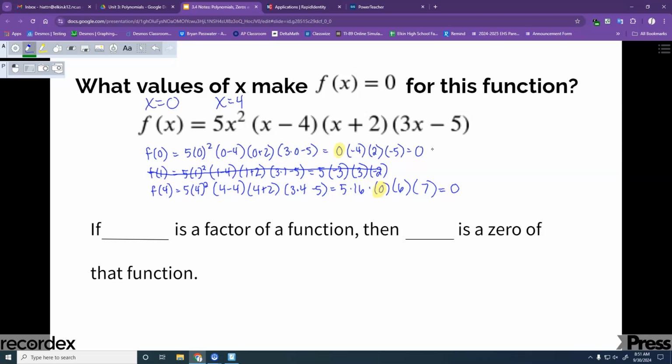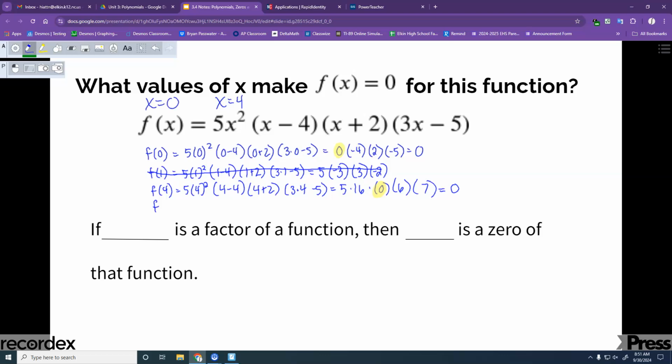Okay? You might be starting to see a pattern of how you could figure this out. You might know another one. 8? 8's not going to work. Negative 5's not going to work. What do you think, Keely? Negative 2. Let's try it.